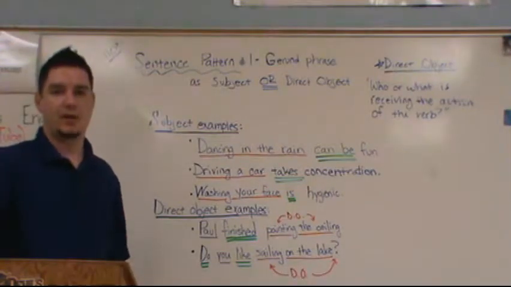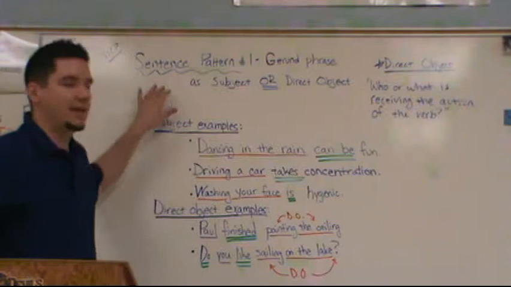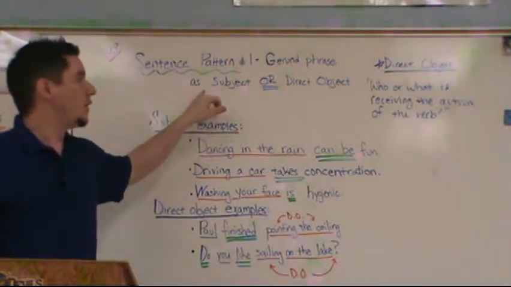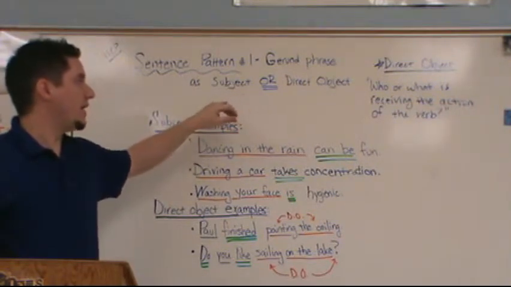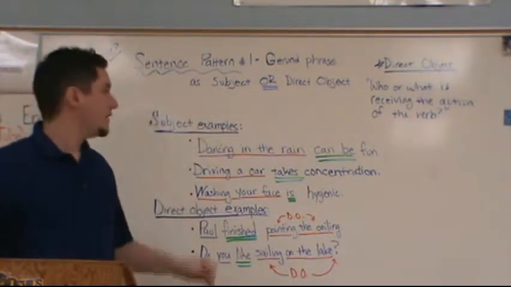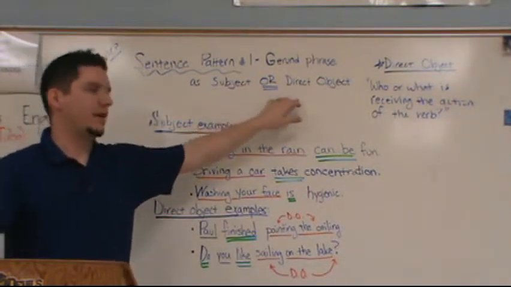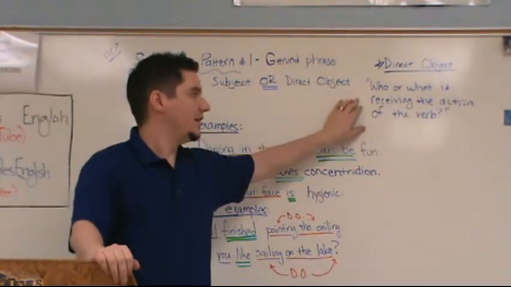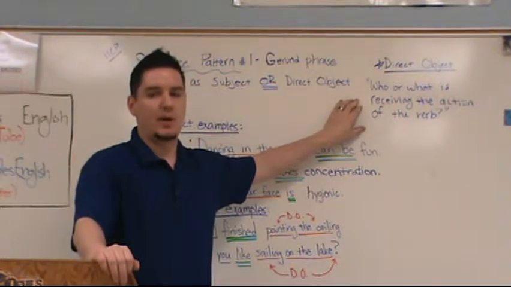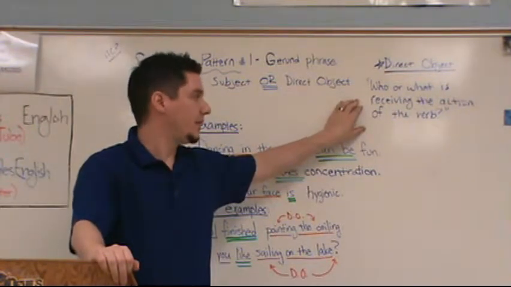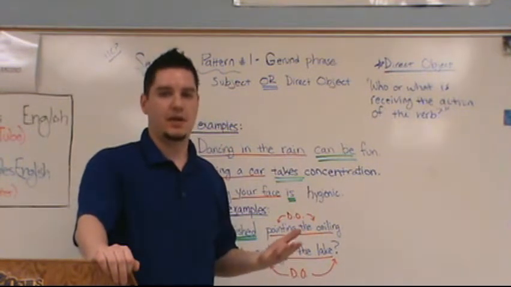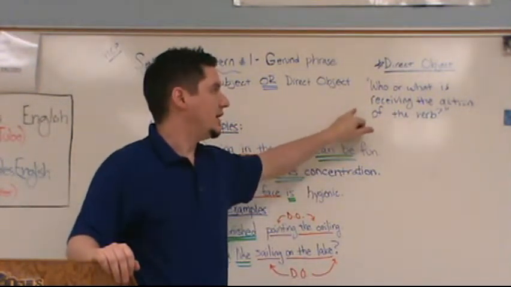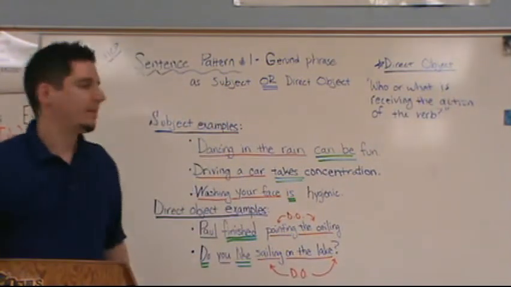Okay, now that we've talked about the importance of sentence patterns, let's take a look at our first junior sentence pattern here. Sentence pattern number 1. We're going to be taking a look at the gerund phrase used as a subject or as a direct object. Okay, quick review of something we've covered already in class. The direct object is who or what is receiving the action of the verb. So if you're looking at a sentence and you're trying to figure out what the direct object is, ask that question. Who or what is receiving the action of the verb?